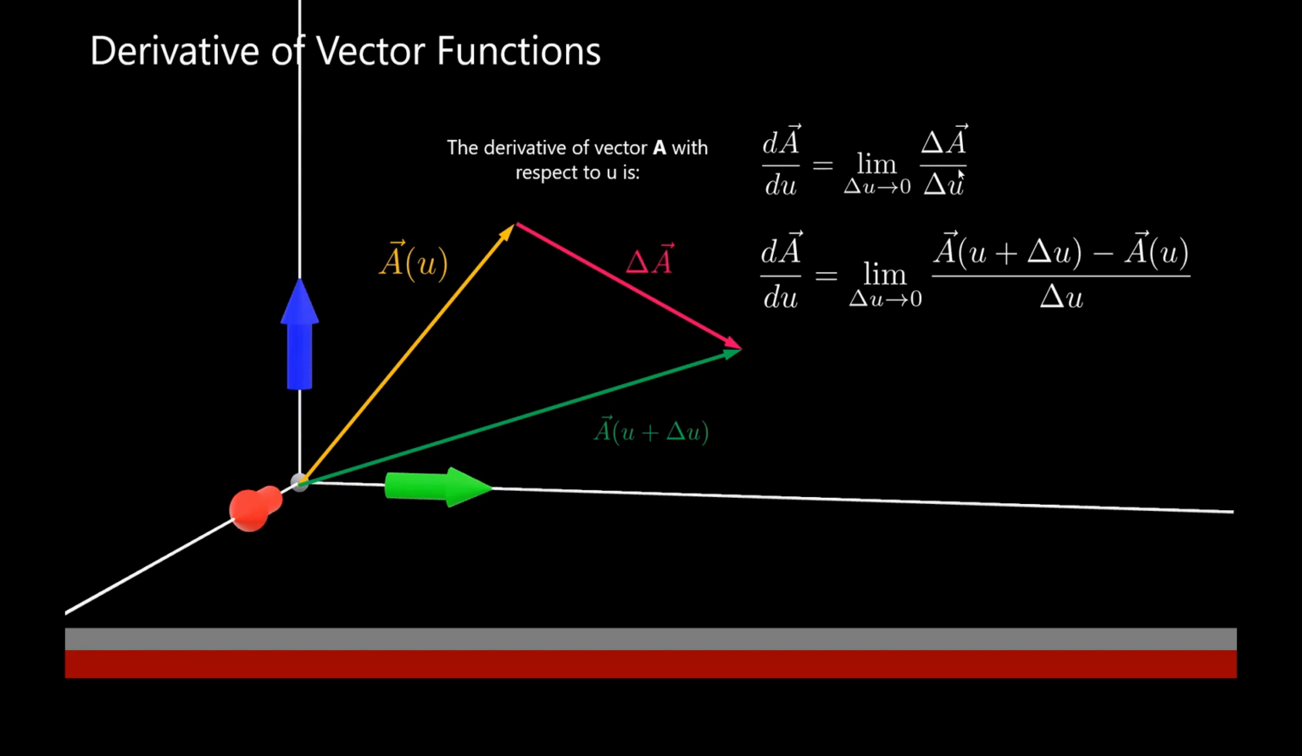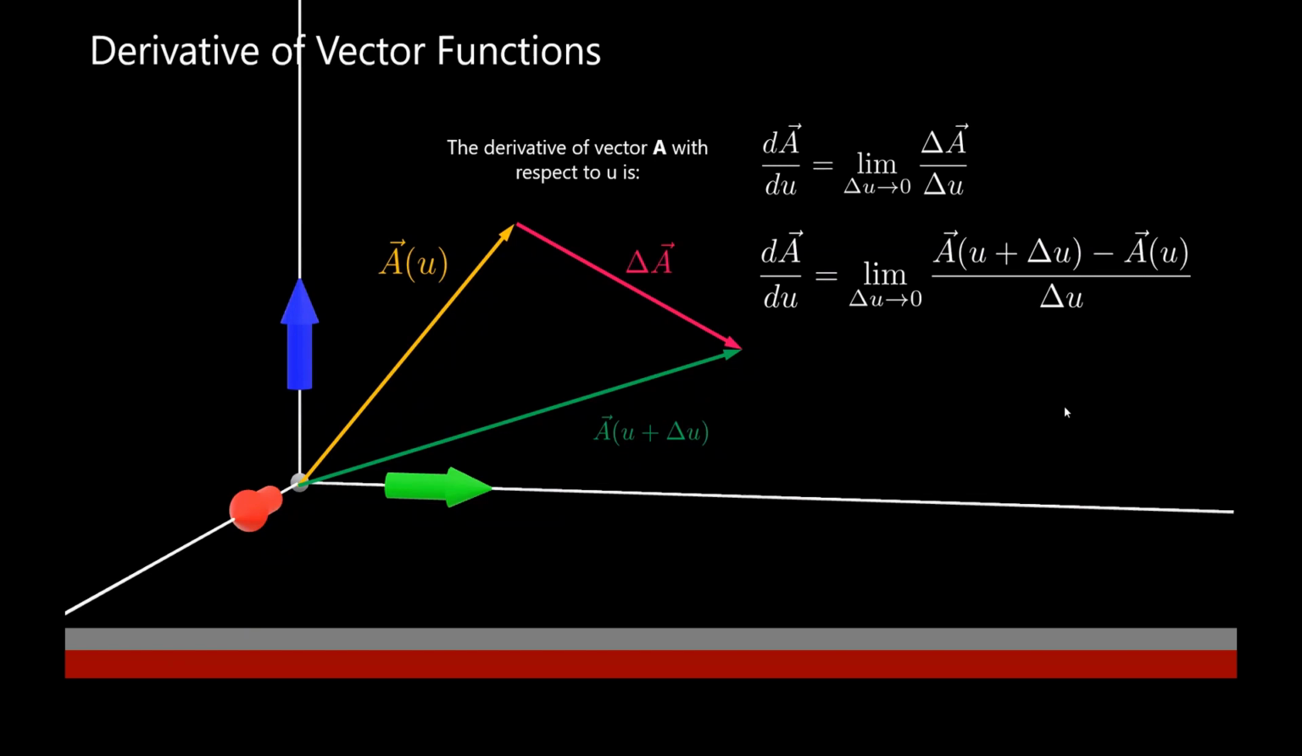So since delta A is equivalent to A(u plus delta u) minus A(u), over delta u, this would be the expression for the derivative of your vector A in terms of limits. If you can remember your topic about the limits of a function, this is the formula, right?